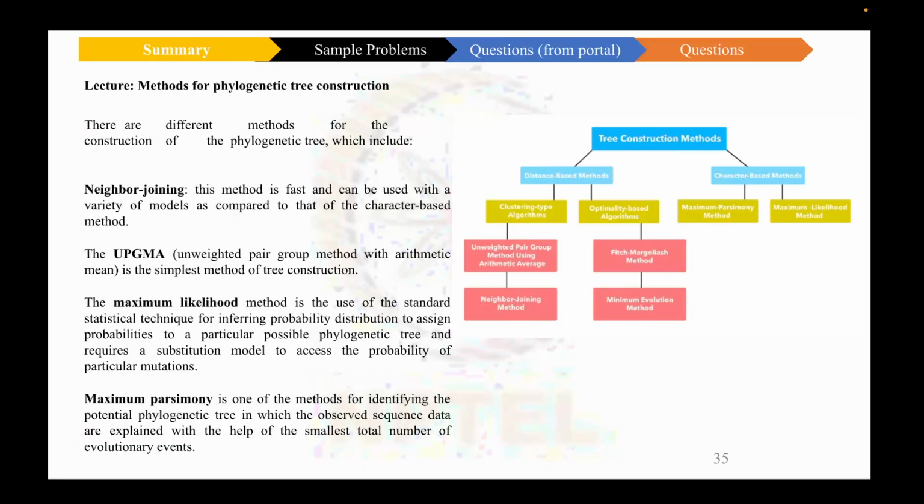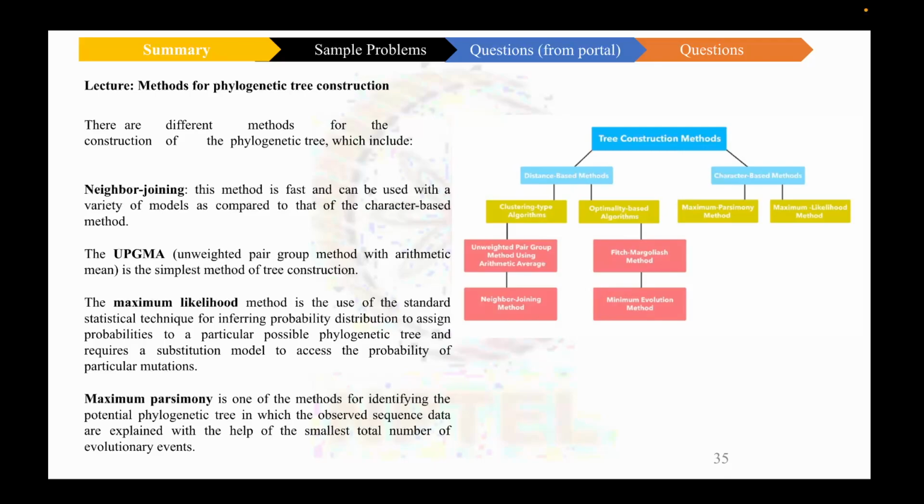Then we have the UPGMA method, which is the unweighted pair group method with arithmetic mean. This UPGMA method is also a distance-based method that constructs a rooted tree from a distance matrix representing pairwise dissimilarities between the taxa. It starts by clustering the taxa into groups based on their pairwise distances, then repeatedly merges the closest clusters until a complete tree is formed. The branch lengths in the resulting tree represent the average distances between the taxa.